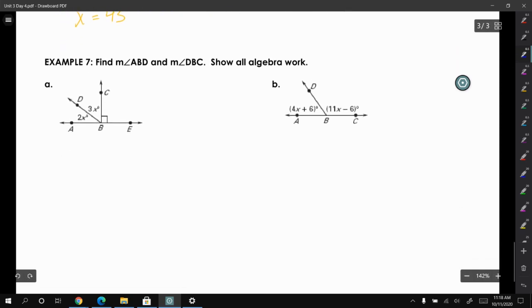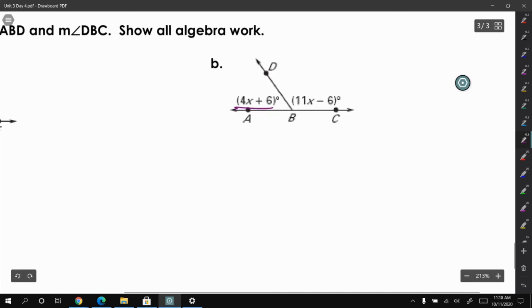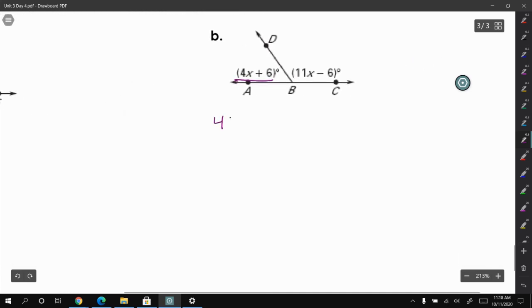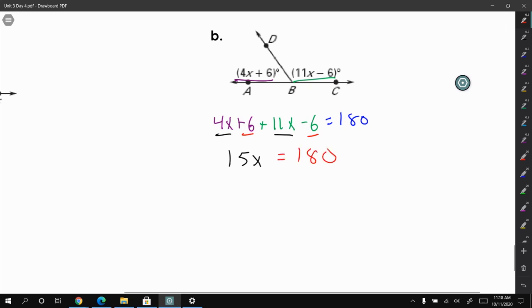And then example 7, I'll do B on this one, and then I'll let you try A. So these two angles form a straight line, so they need to add up to 180. The 4x plus 6 plus 11x minus 6 is equal to 180. So then we'll solve that. Combine like terms first. 4x plus 11x is 15x. 6 minus 6 is 0, so we don't need to write that. So then that equals 180 degrees still.